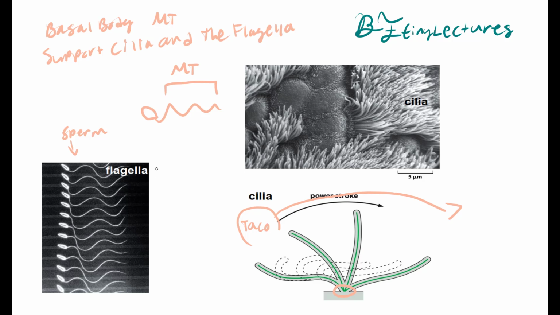So the difference between flagella and cilia is that the cilia moves fluid over the cell surface, but the flagella is for transportation and locomotion. So this is locomotion, and this one is just for moving fluids.